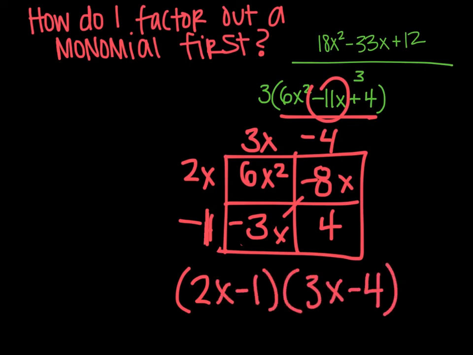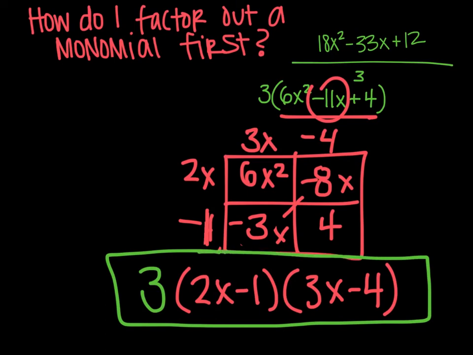Here's the thing that you're going to forget. You've got to take that 3 from the GCF that was originally factored out. You have to bring that in down to your answer. So your final answer is what I have circled in green here. So just don't forget about that very common mistake.